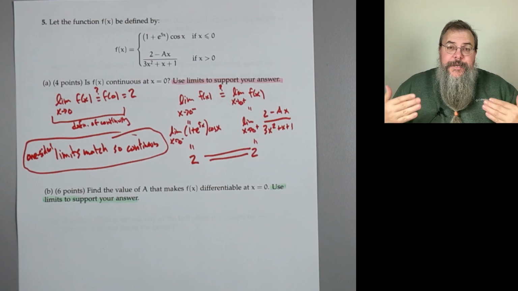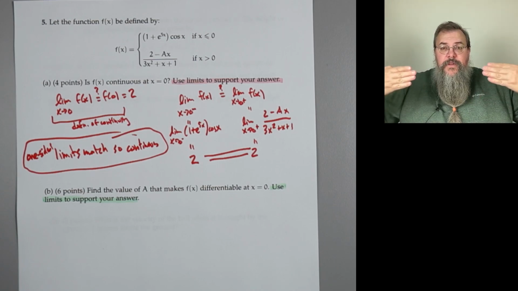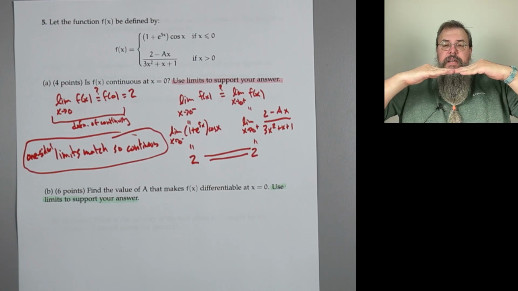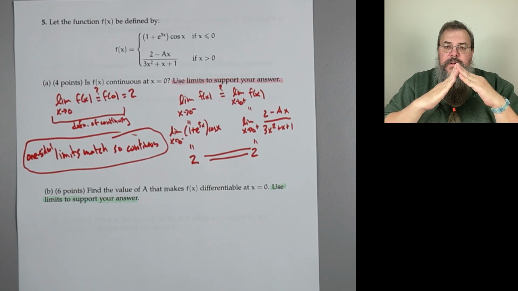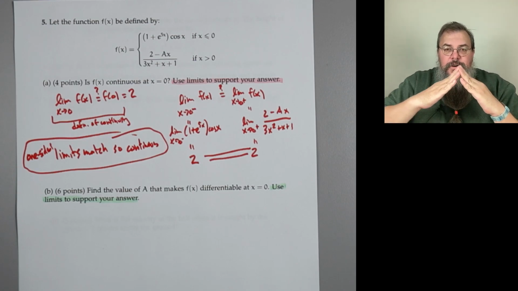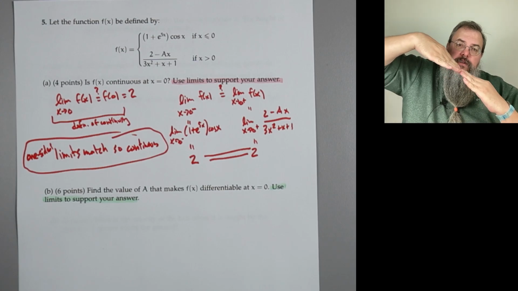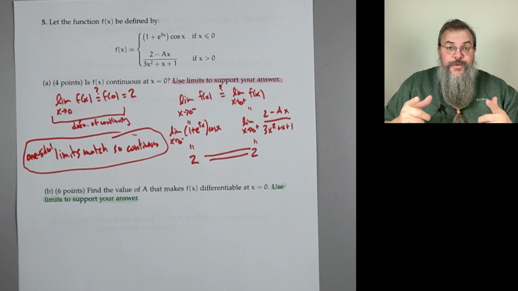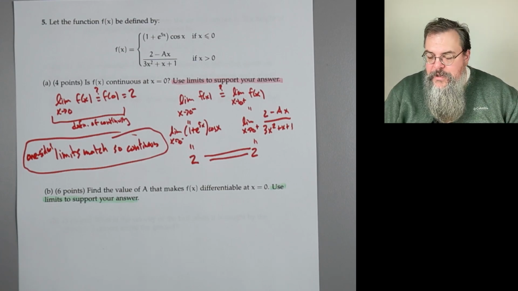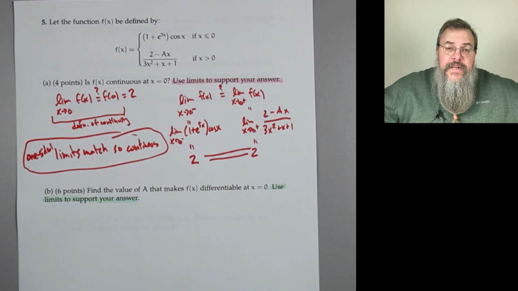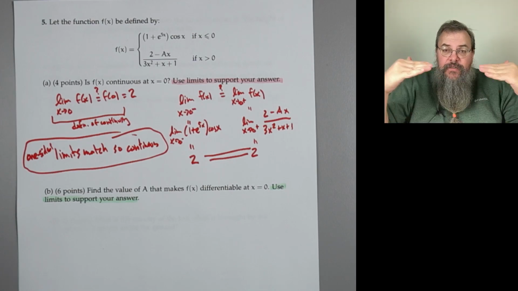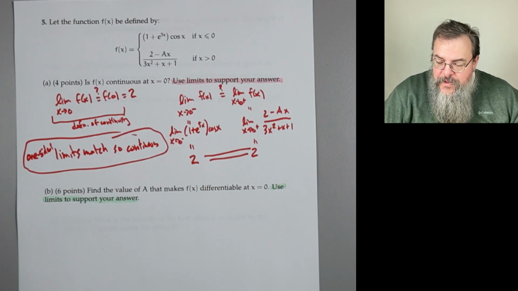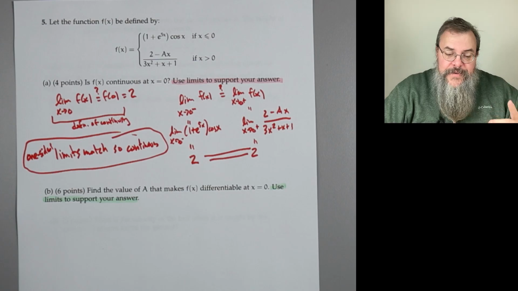Well, the thing here is what does it mean to be differentiable? We already know they connect, but do they connect like this, where there's a kink, or do they connect like this, where it's smooth? We want it to be smooth, right? So what that means is we need to have not just the functions match, that means they come together, the derivatives have to match. So step 1, take derivatives.